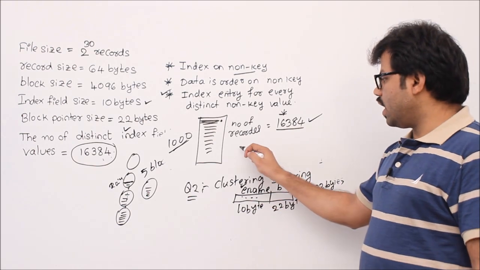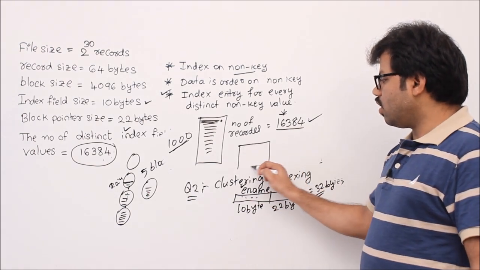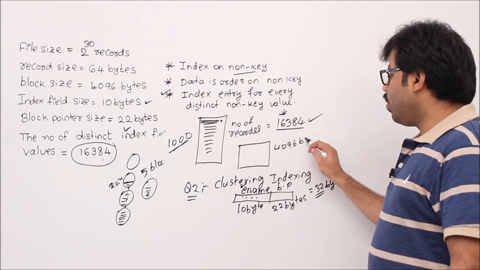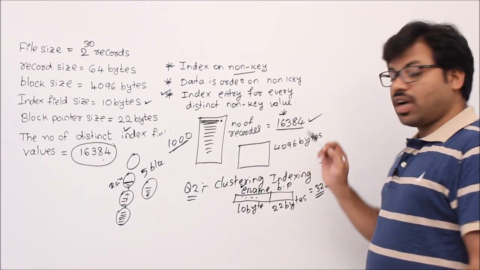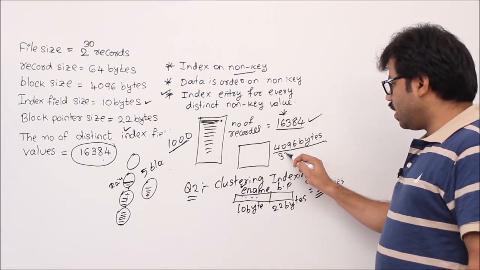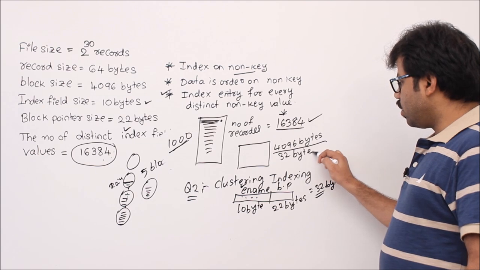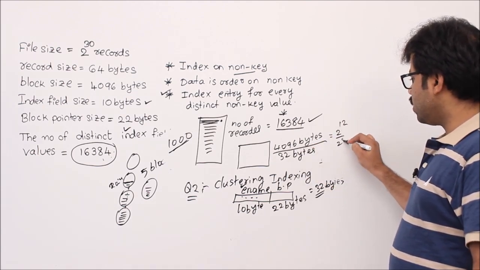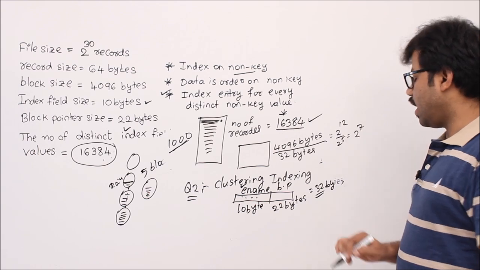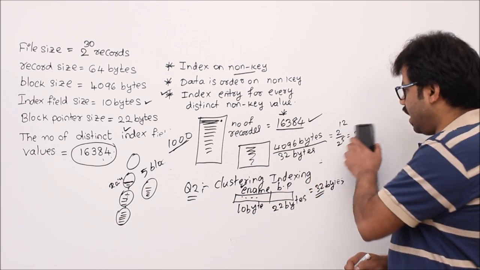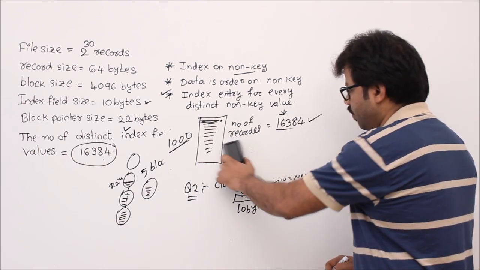Now we'll go to the same technique. My dear block, what is your size? 4096 bytes. How many records can you occupy? I'm asking this time about index records. So divide that by 32, then you get the answer. So it will be 2 power 12 by 2 power 5, which is nothing but 2 power 7. Yes, I finally got the number of records we can keep in a block, 2 power 7, remember it.